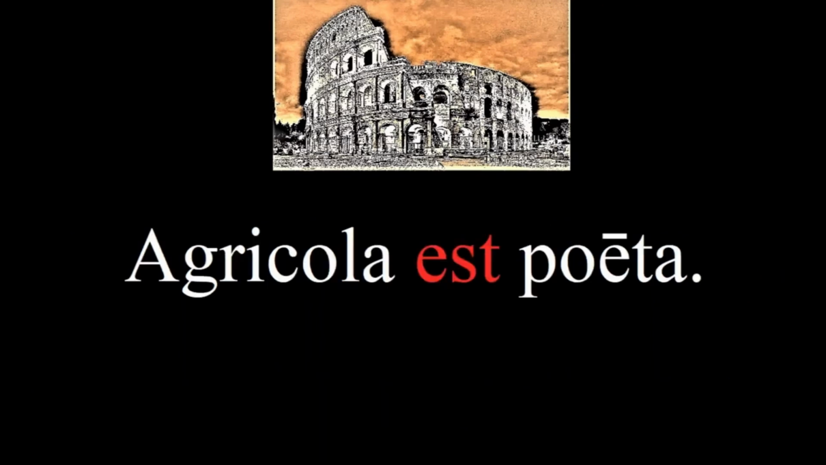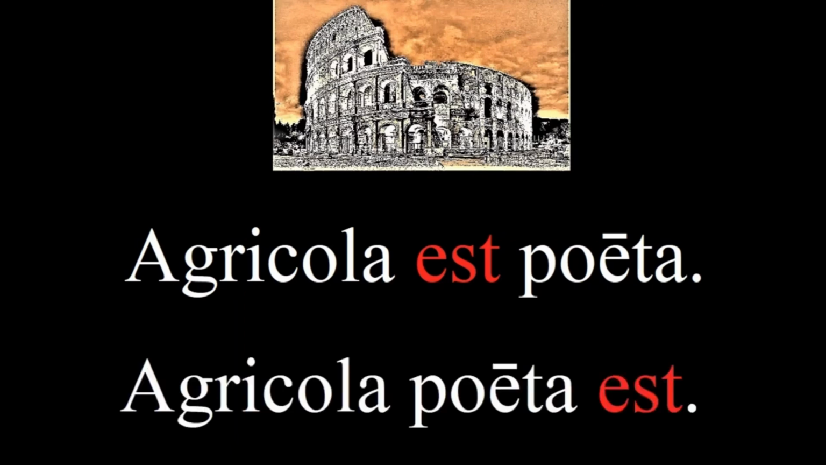Now we're going to introduce our first irregular verb, the Latin word for to be. Agricola est poeta. The farmer is a poet. So is equals est in Latin. Pretty easy to remember, right? Note that both nouns are in the nominative case. The to be verb is like an equal sign. Agricola equals poeta. So both nouns are in the same case. Now this is also often written agricola poeta est, because the verb usually comes last.